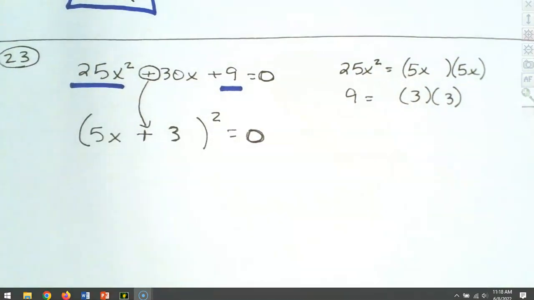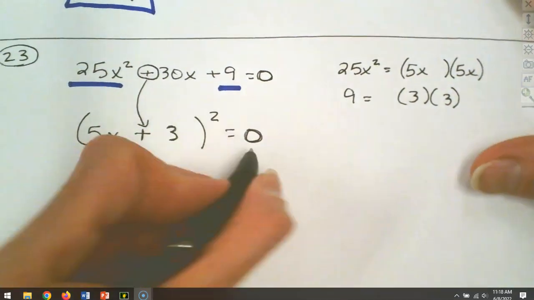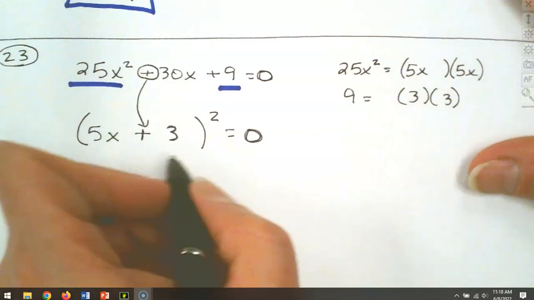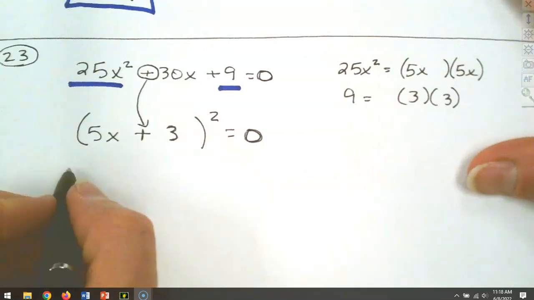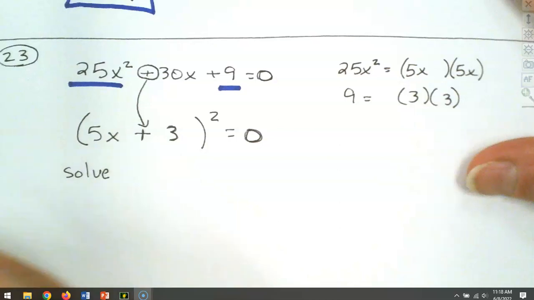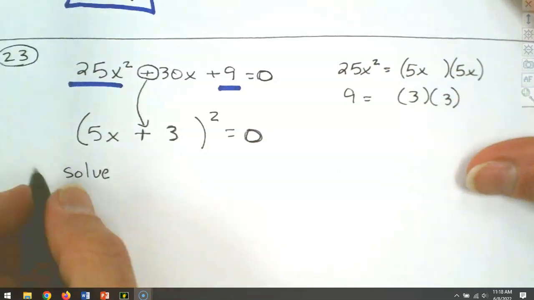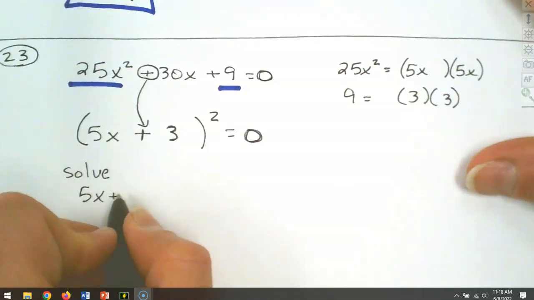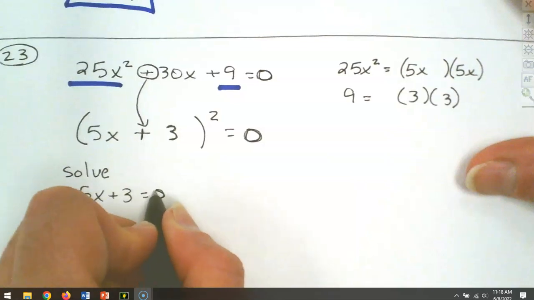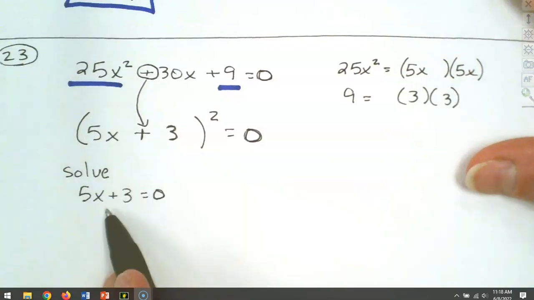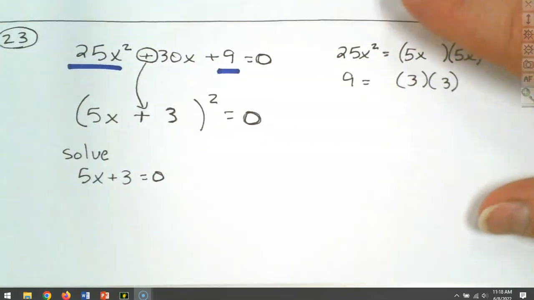So now we've got this, and we're almost done. The perfect squares are actually the easiest ones. This is a perfect square, and we're done. We just need to get our final answer. And this is a square, so that means we only have to do it once. So we need to solve now just one of it, because we have two of them, but we only have to solve one. All we have to now solve is 5x plus 3 equals 0, because there's actually two of them here. We just have to solve one of them.